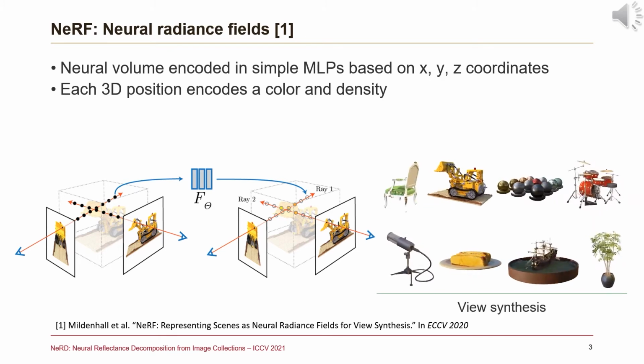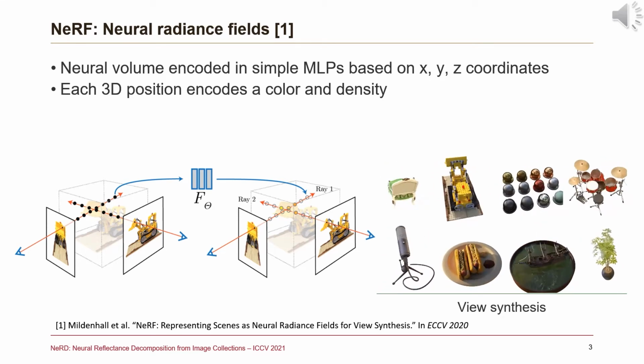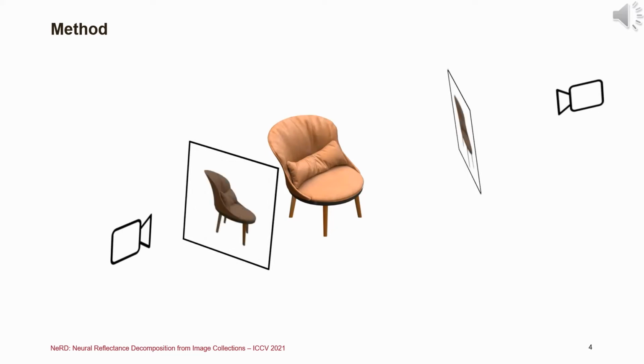Let's briefly recap NeRF. NeRF creates two coordinate-based MLPs which store the density and the view-dependent color at each position in the neural volume. NeRF and our method train the two networks in conjunction. We start by looking at the first network, often called the coarse network.